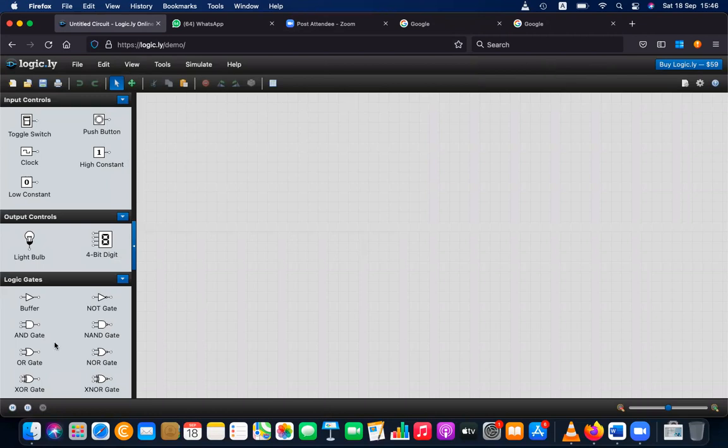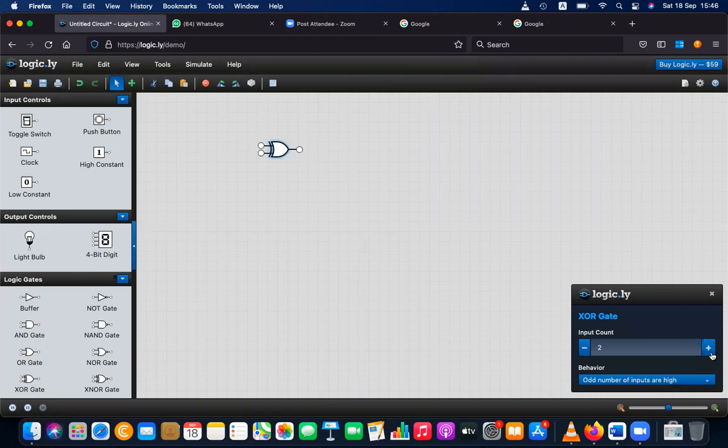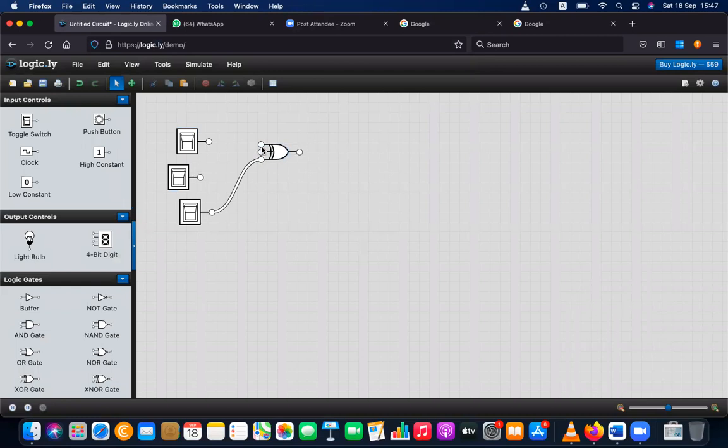Okay. Let's take the XOR gate. Let's increase this to 3 inputs. Let's connect the switches to wires. I'm taking 3 toggle switches and I've connected wires and a bulb to check how it's working. 1, it's 1. This one is 1, again 1. This one is 1, again 1. So you can see the bulb.